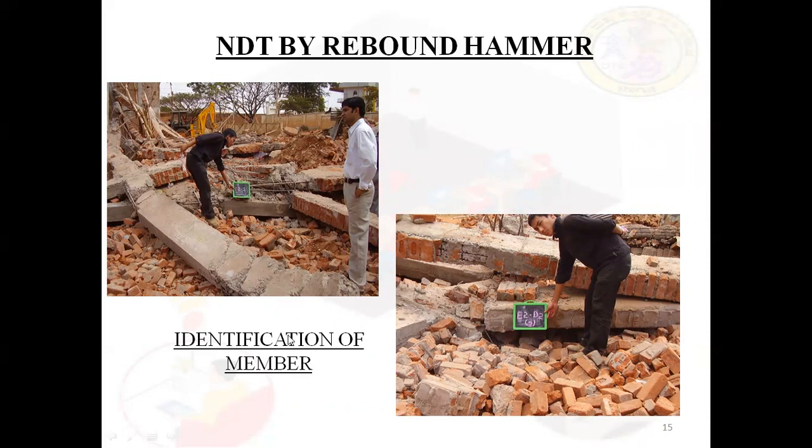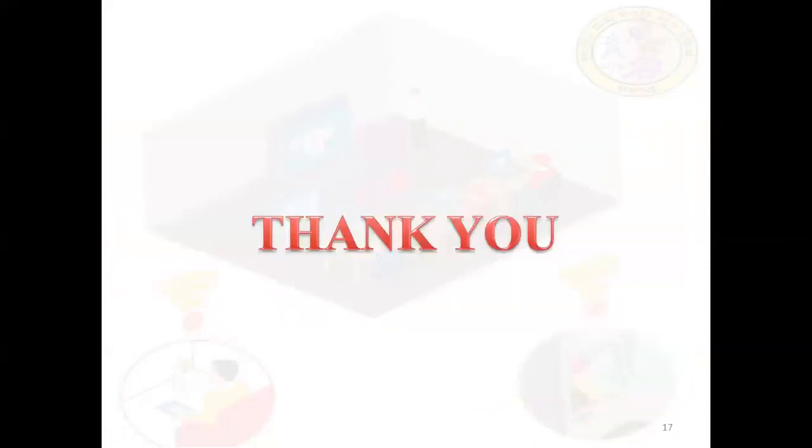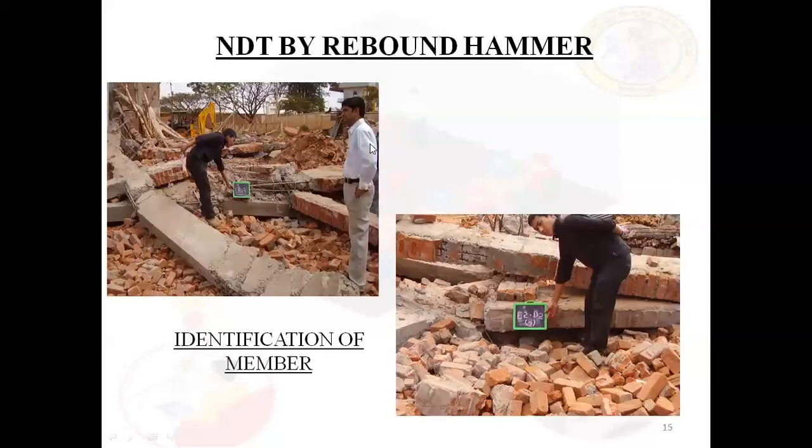These are some of the photographs of conducting the NDT test on site after the building has failed, with identification of the member. This is the actual field condition. The rebound number test is being conducted for this column on an ongoing structure. We are finding out the actual strength of the concrete after the casting of the column. Like this, the markings can be done, and at each and every grid we can find whether there is any difference in strength or not.